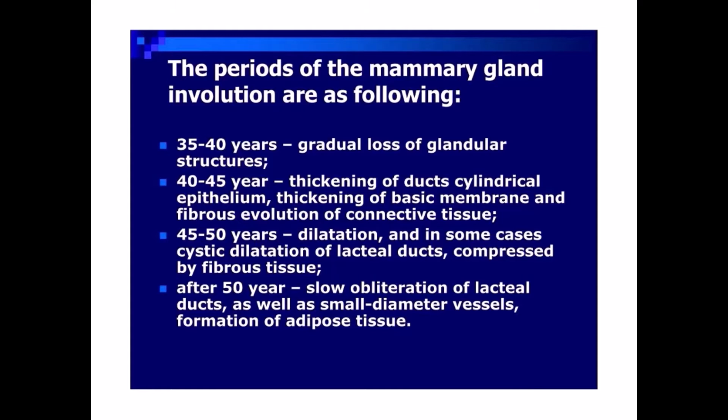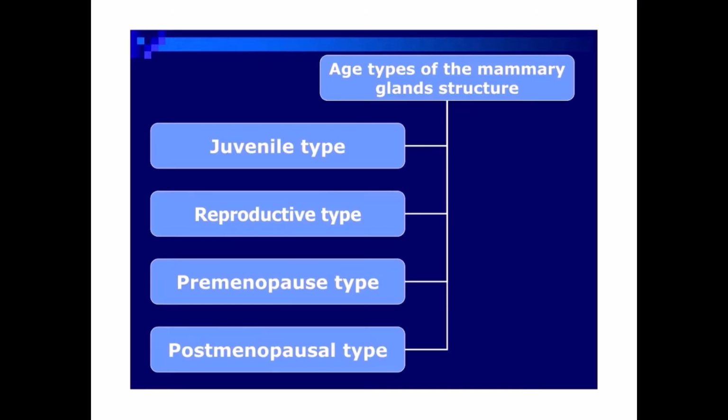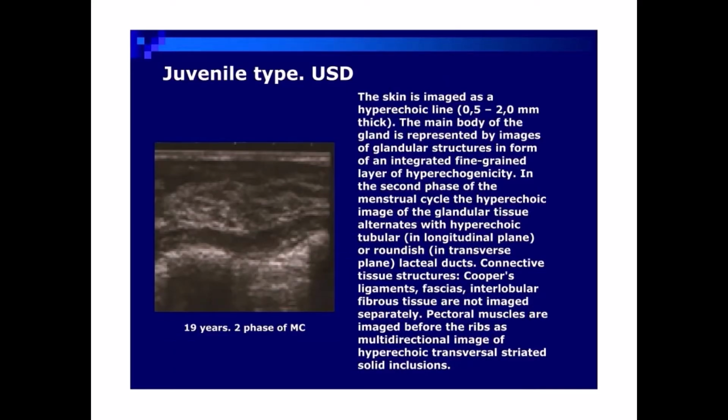of glandular structures; 40 to 45 years, thickening of ducts, cylindrical epithelium, thickening of basic membrane and fibrous evolution of connective tissue; 45 to 50 years, dilatation, and in some cases cystic dilatation of lacteal ducts, compressed by fibrous tissue; after 50 years, slow obliteration of lacteal ducts, as well as small diameter vessels, formation of adipose tissue. Age types of the mammary gland's structure: juvenile type, reproductive type, premenopause type, postmenopausal type.